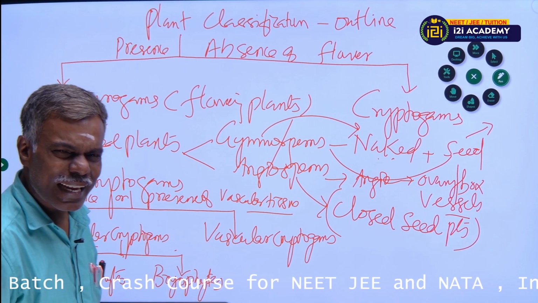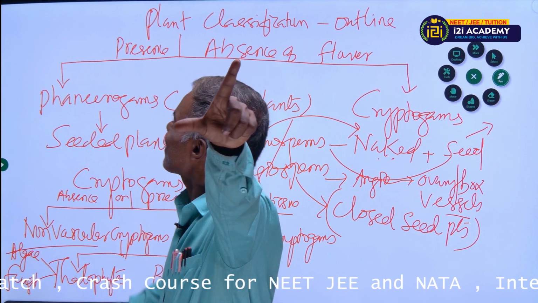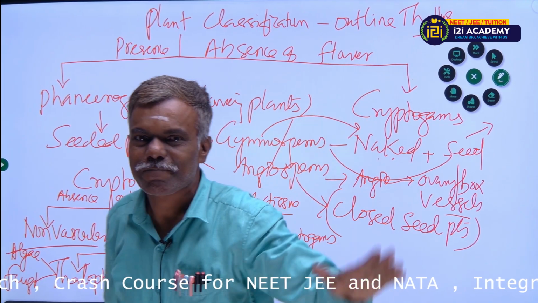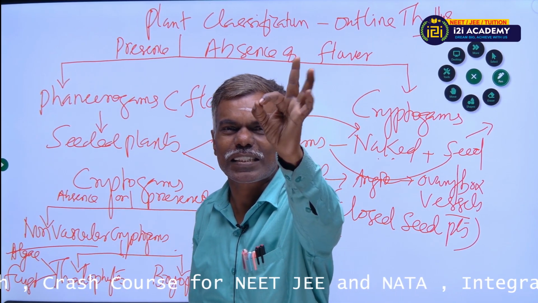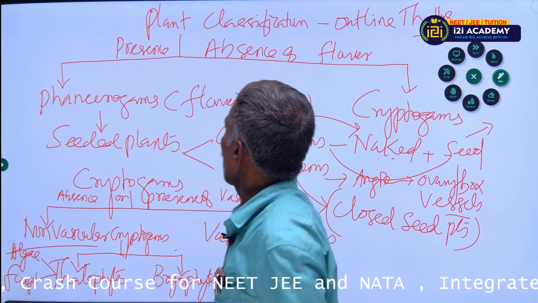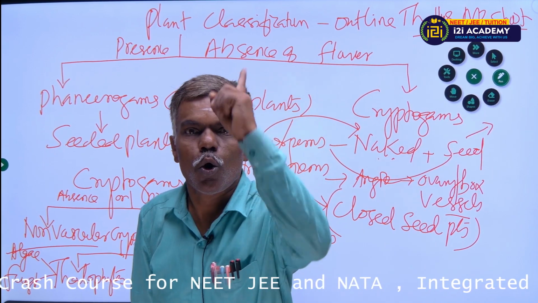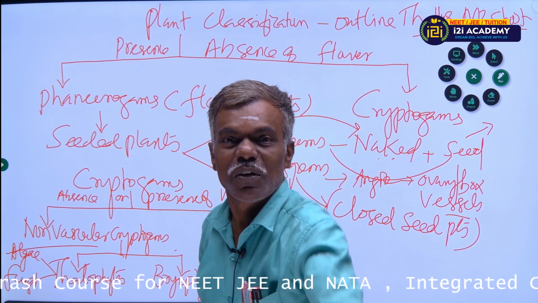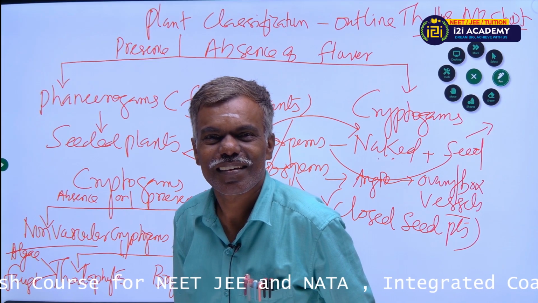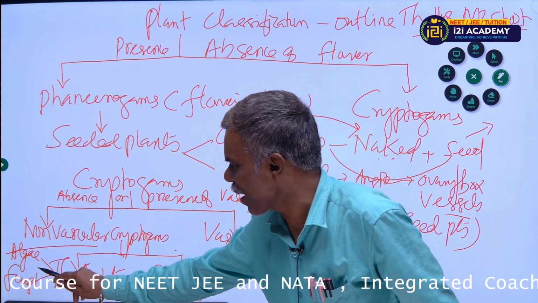What is the difference between algae and fungi? Both are thallophytes. Before that, what is meant by thallus? Define thallus. Thallus is defined as a plant body having no shoot, no root, no leaf. Such a plant body is called thallus. The two divisions of thallophytes are algae and fungi.